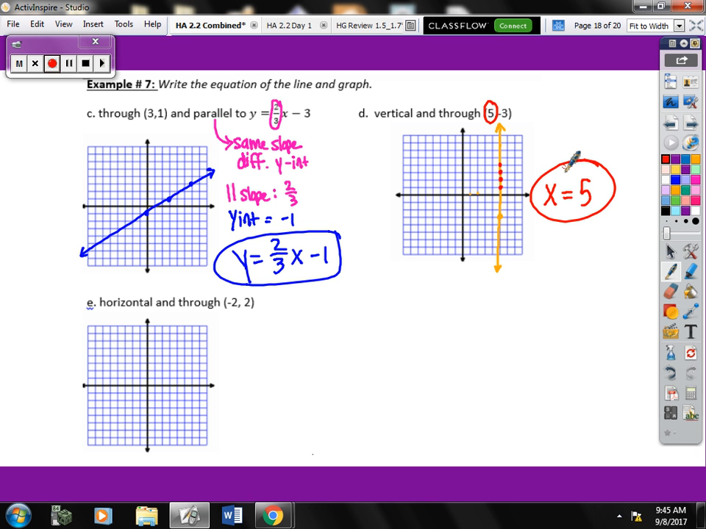The horizontal one at negative 2, 2. Horizontal, meaning the slope is 0, or a flat line. Those are the equations where we write y equals that y value. Again, that's because this would be like 0, 2, 1, 2, 2, 2, 3, 2, 4, 2, 5, 2. The y value is always 2. We saw those on our summer packet.